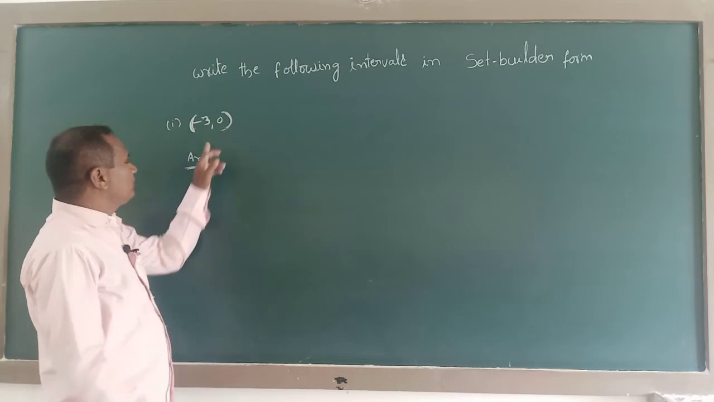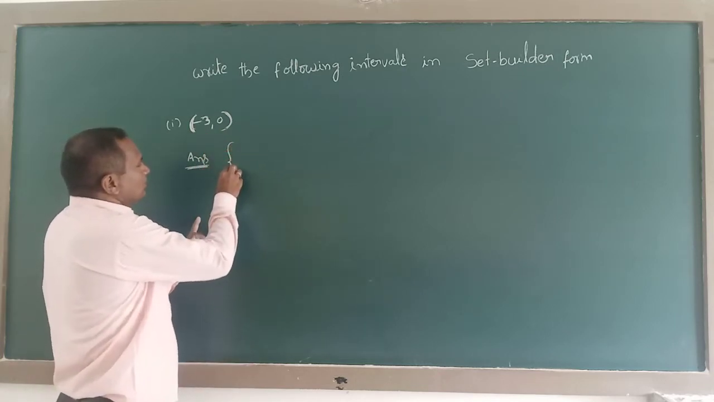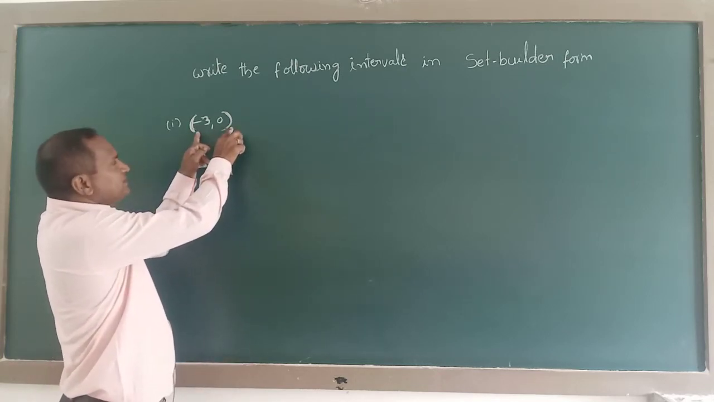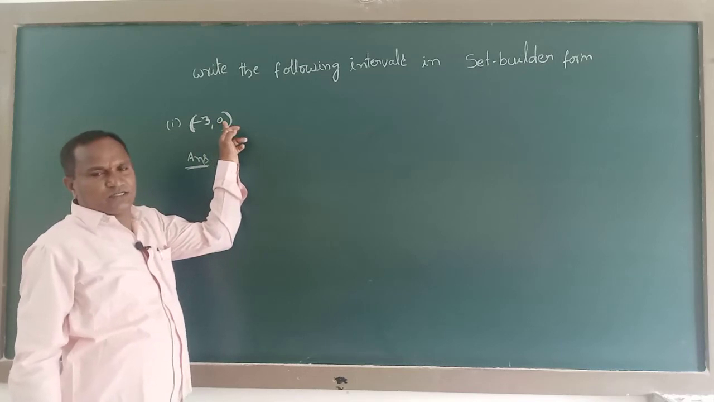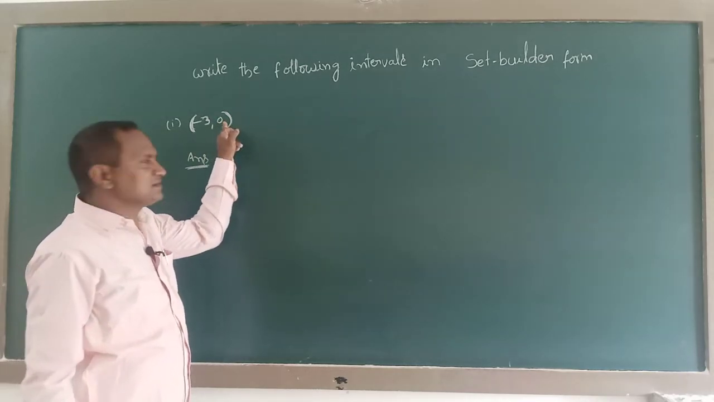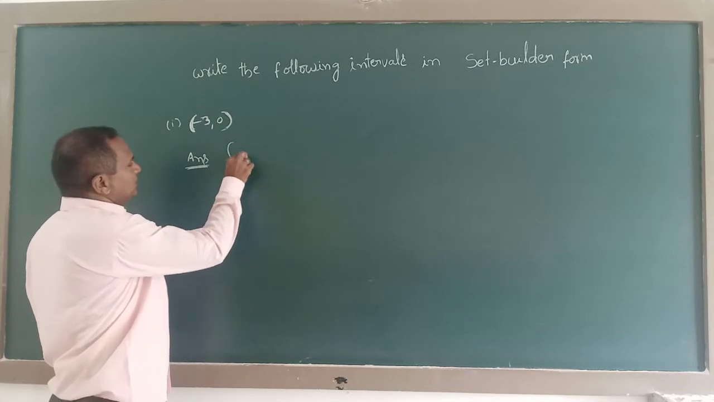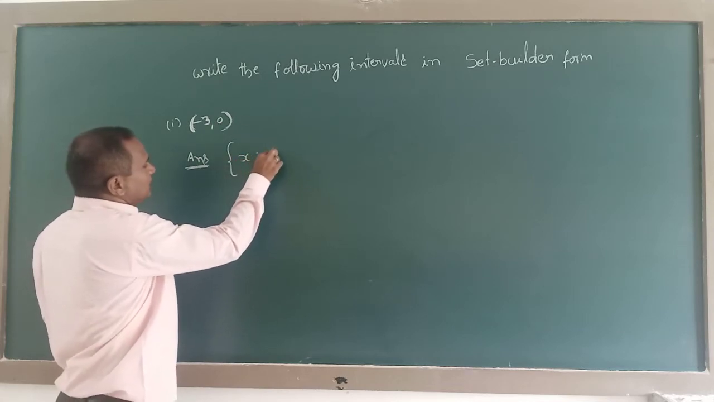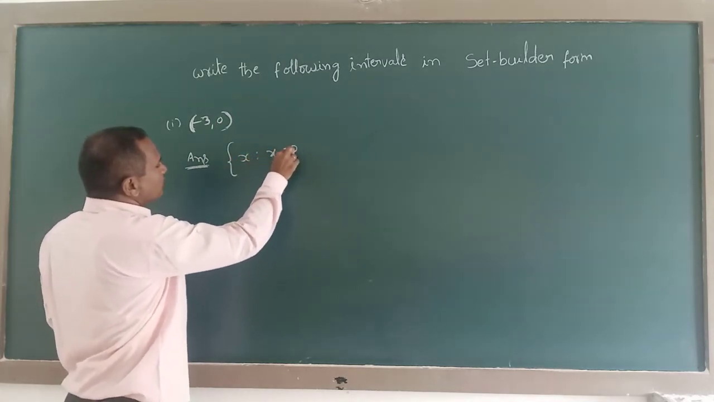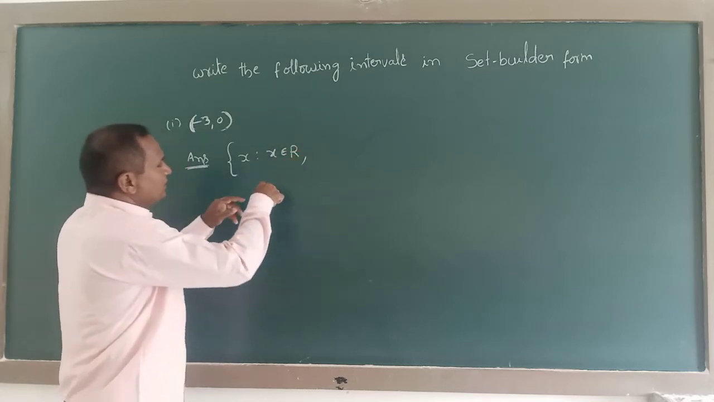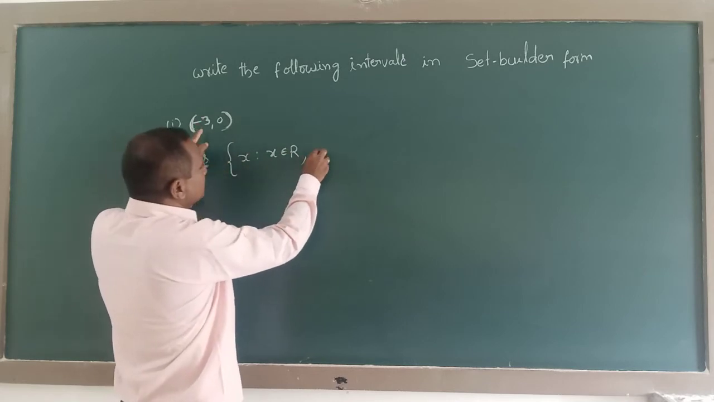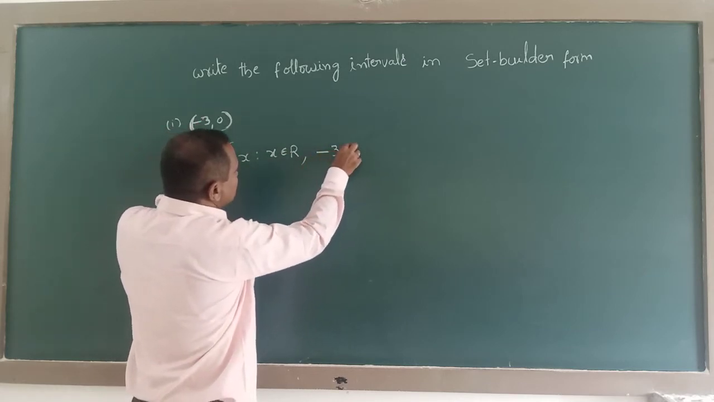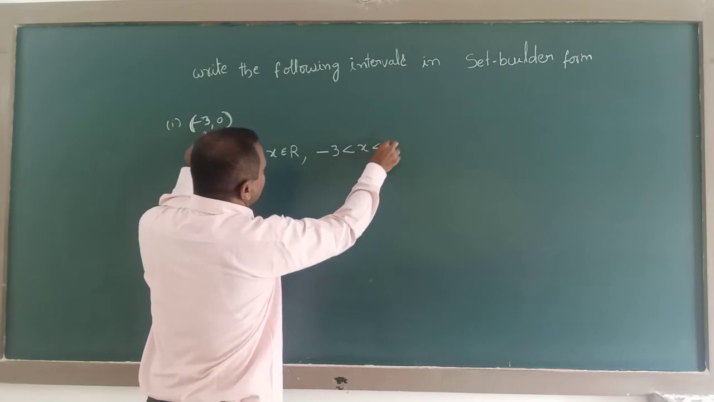Both sides they gave open interval. That means both sides open interval, so on the minus 3 side there is a strict less than symbol, and on the other endpoint, 0 side, also a strict less than symbol, like this. x is such that x belongs to R. x belongs to R means x is always a real number. Its position: we should write with the help of this interval: minus 3 is less than x is less than 0. That's all.